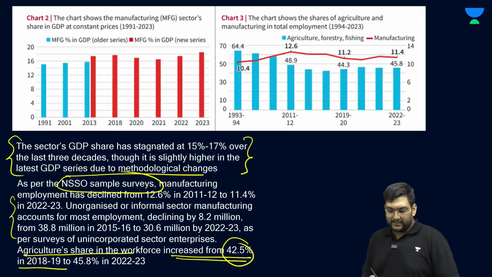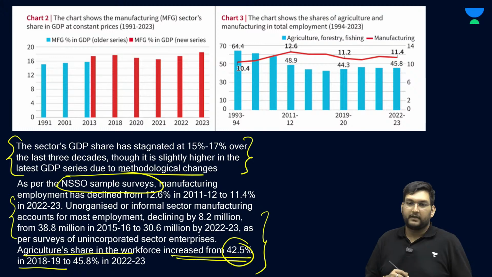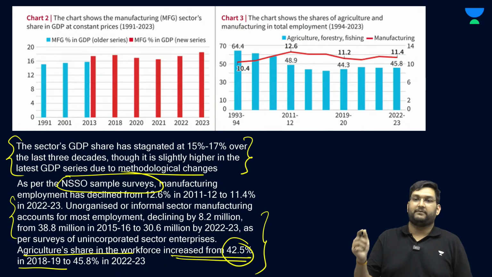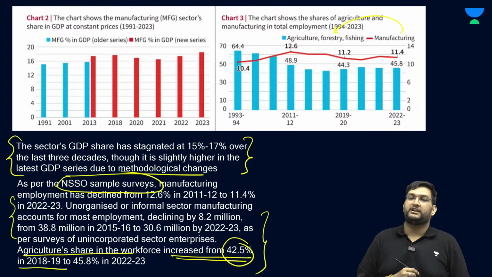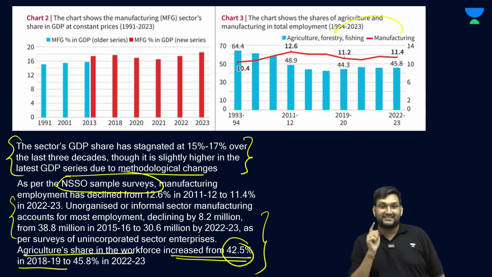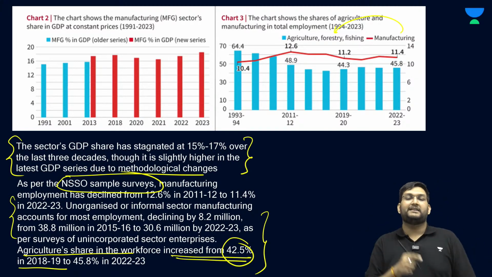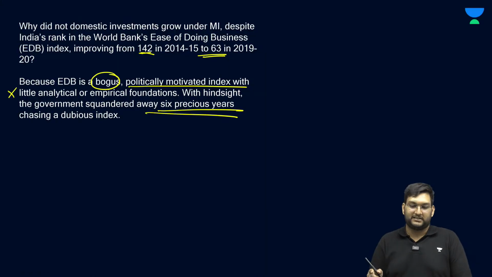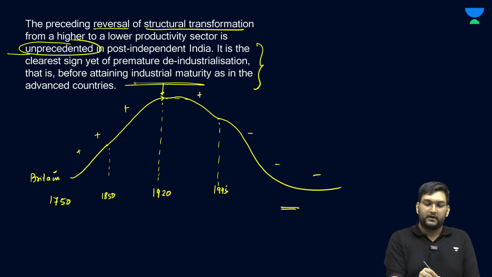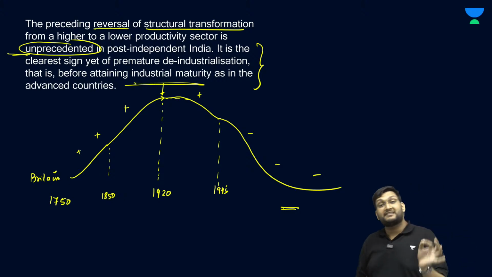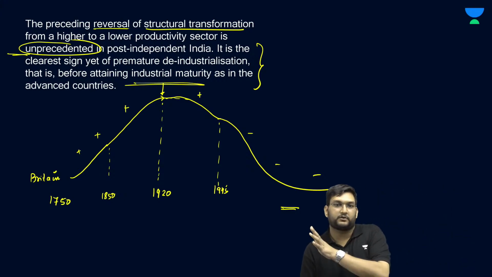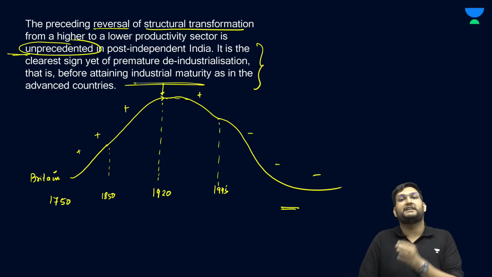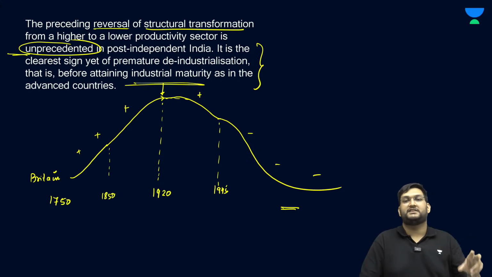And this is coming out of the movement of labor back from manufacturing to agriculture and forestry. The relative increase in the workforce in agriculture is indicative of an unprecedented reverse structural transformation and a premature deindustrialization, even before reaching its maturity in the form of an industrial world.